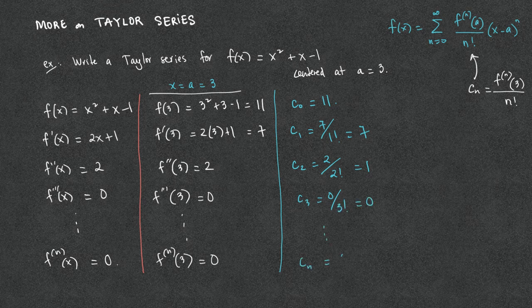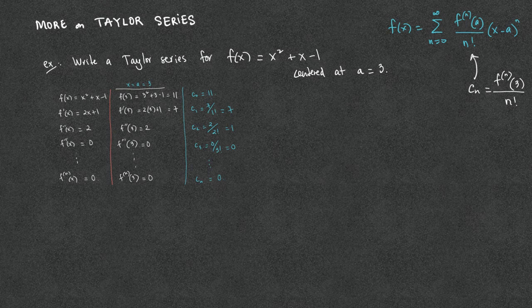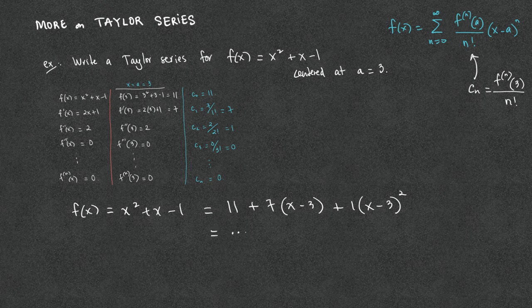We then use these coefficients along with the factor (x minus a) to the n to write the series. 11 plus 7 times (x minus 3) plus 1 times (x minus 3) squared plus 0 times (x minus 3) cubed, and so on. We can simplify this to end up with x squared plus x minus 1, but the answer is 11 plus 7(x minus 3) plus (x minus 3) squared, because we want the series centered around a equals 3.